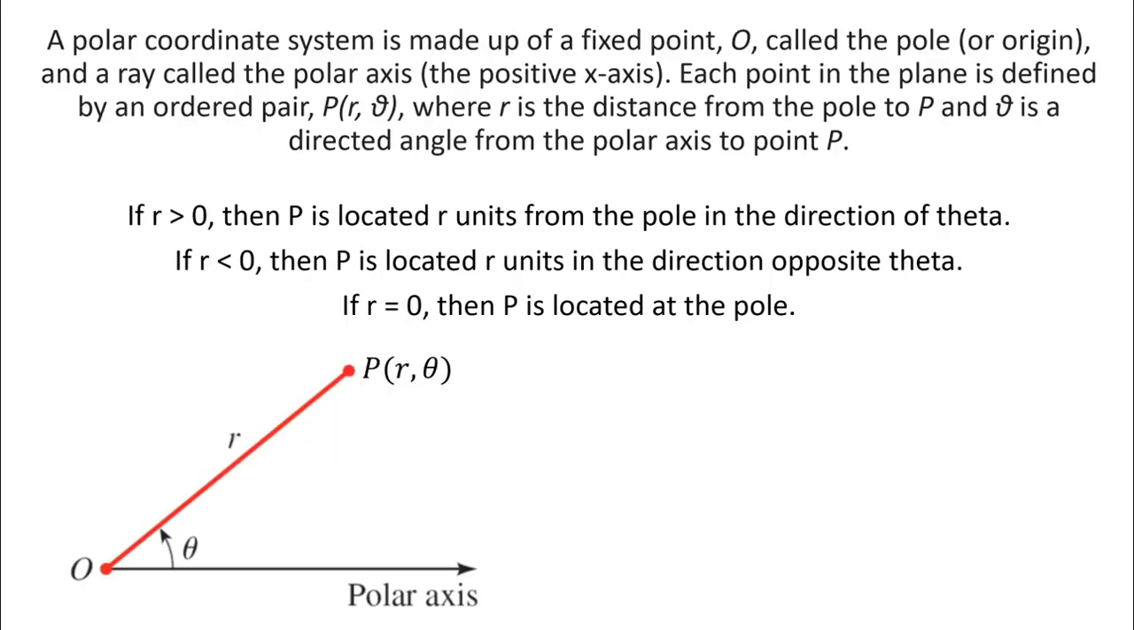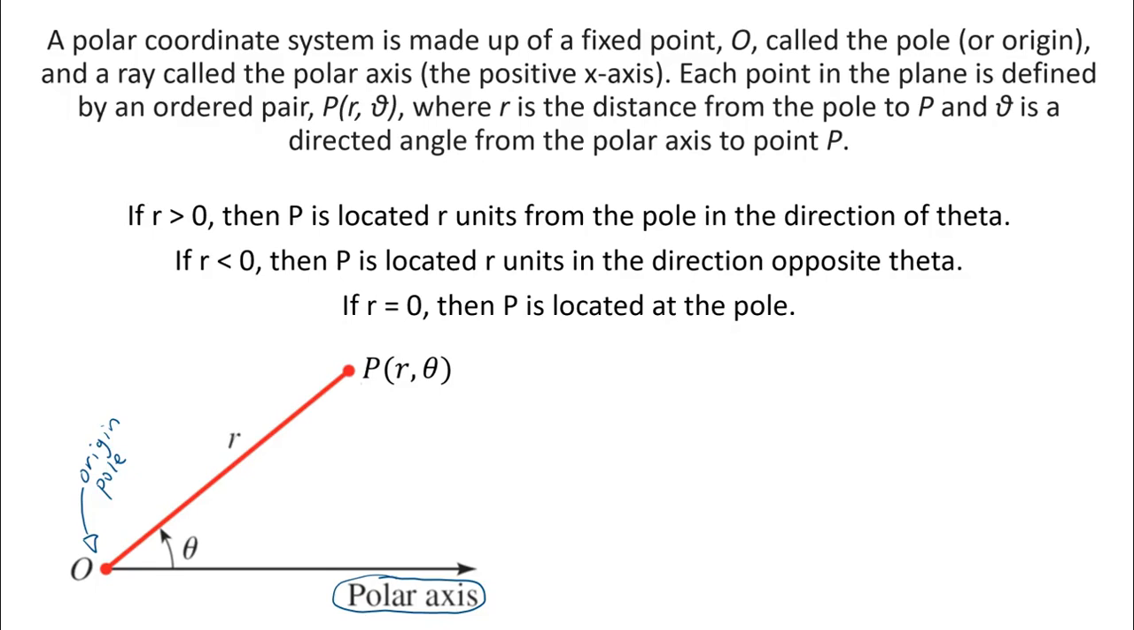So now let's talk a little bit about what this polar coordinate system looks like, and maybe find out how it is similar to the XY plane that we're used to working in. So a polar coordinate system is made up of a fixed point O, and we'll call that point O the origin, or the pole, and a ray called the polar axis. So we have our origin or pole, and we have our polar axis.